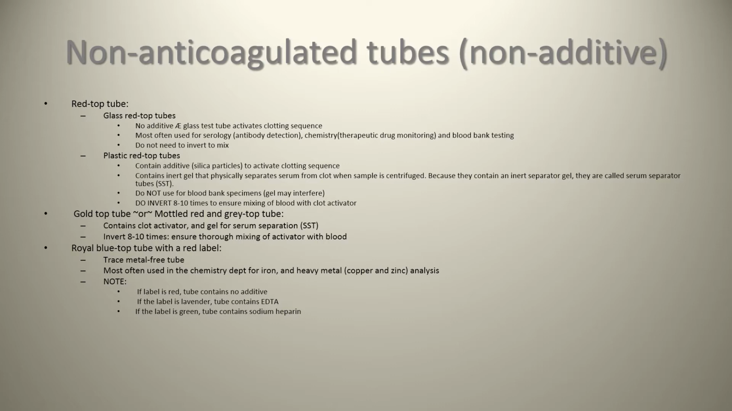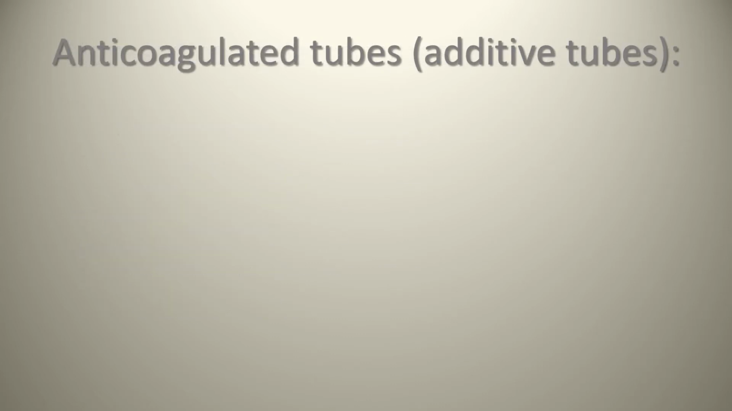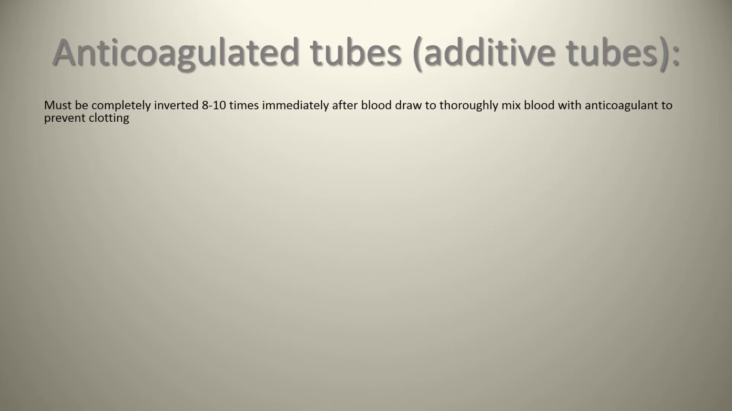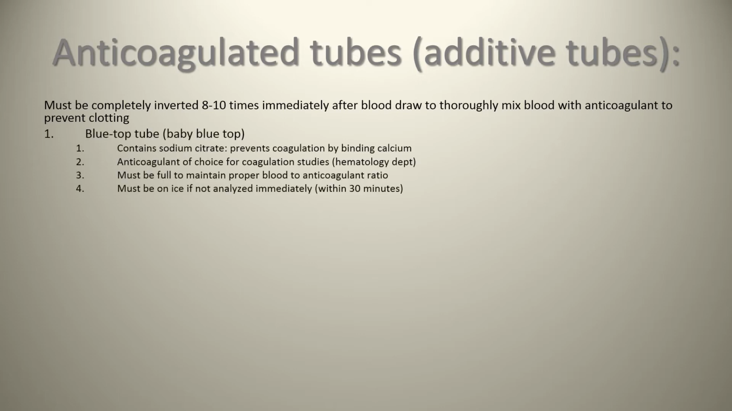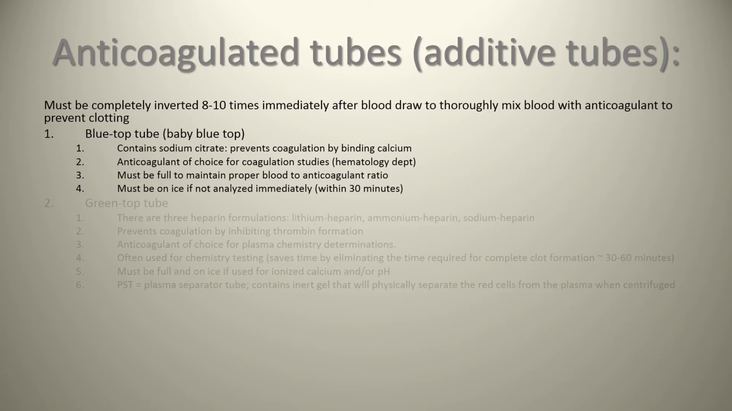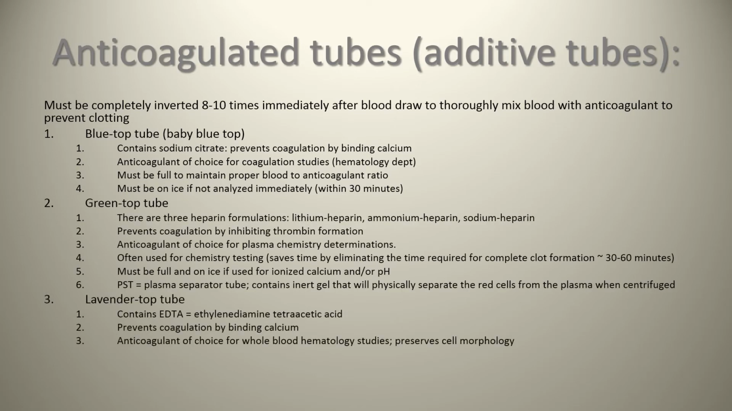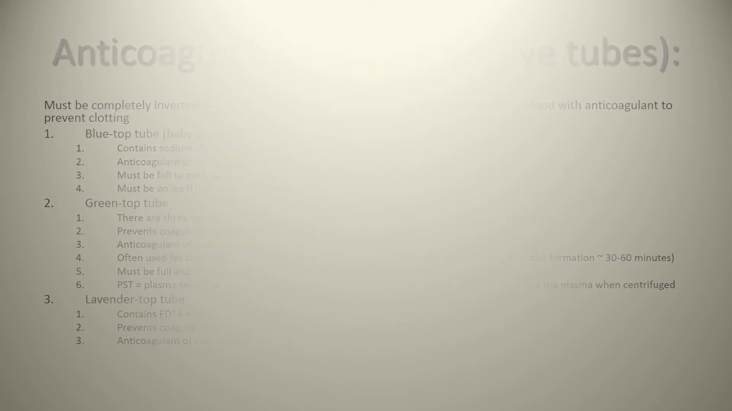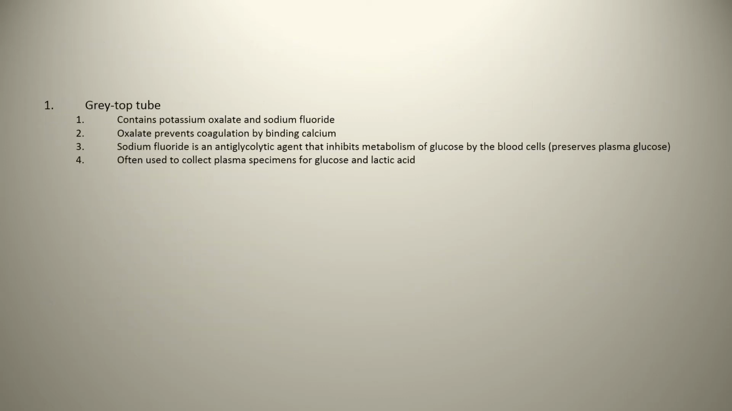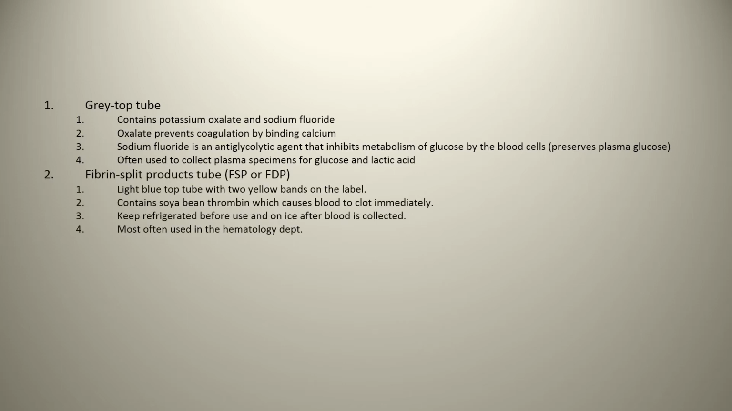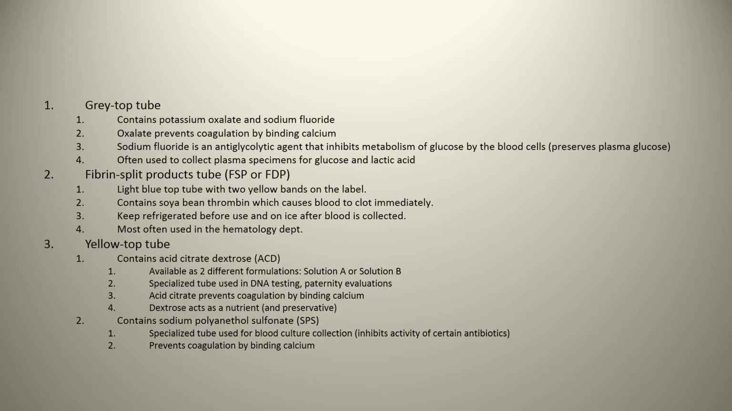In terms of tubes that have additives in them, more often than not an anticoagulant, remember that if you're going to use them, they have to be inverted 8 to 10 times immediately after a blood draw to thoroughly mix the blood with the anticoagulant to prevent clotting. So you'll have the blue top tube, which is a baby blue top, the green top tube, a lavender top tube, and then a gray top tube, a fibrin split products tube, FSP or FDP tube, and a yellow tube top. This was the type of tube that you used most commonly for the formation of things like platelet-rich plasma.